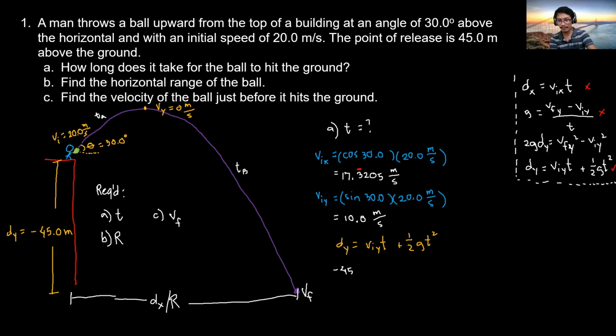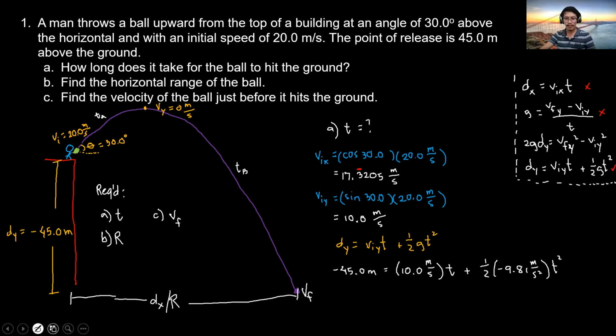So this is negative 45.0 meters equals VIY natin is 10.0 meters per second T plus 1/2 G. What is our G? Negative 9.81 meters per second squared times T squared. Okay? So, ano natin? This is convert natin into standard form.